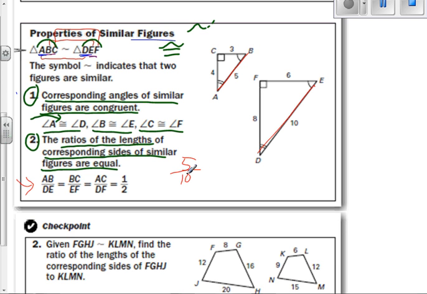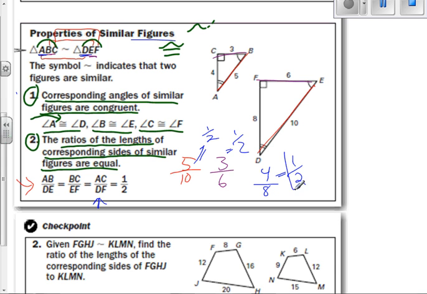Now let's look at BC. BC would be 3, and EF would be 6, and one last one here. We'll do the blue. We're looking at AC and DF. AC would be 4, and DF would be 8. And then if you reduce all those, this gives me 1/2, this gives me 1/2, and this gives me 1/2.